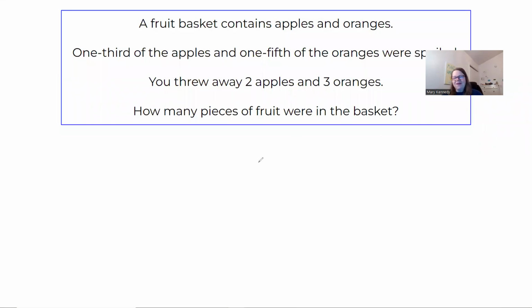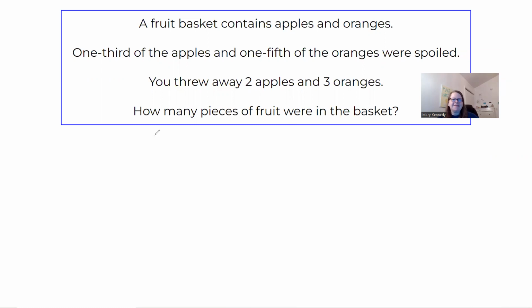All right, we have a fruit basket of apples and oranges, and we are going to make some determinations about this basket. So a third of the apples and 1/5 of the oranges were spoiled. So we threw away 2 apples and 3 oranges. They're spoiled, you're going to throw them away, right? And then how many pieces of fruit were in the basket?